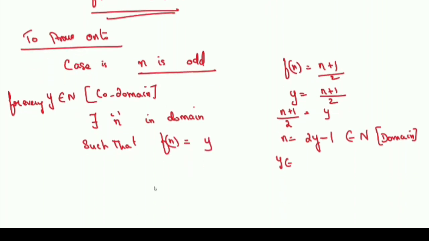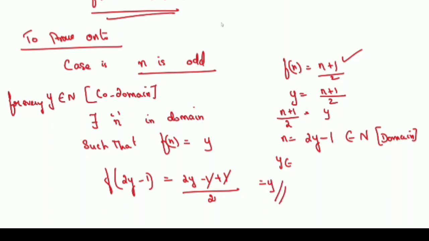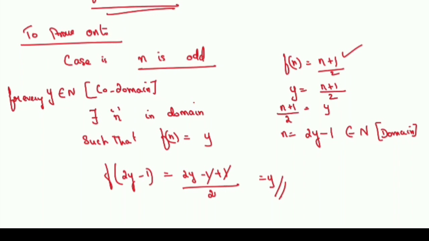So we can actually prove this easily. We are going to prove f of n is equal to y. What is n? 2y minus 1. So the function is (n plus 1) by 2, right? F of n is (n plus 1) by 2. Just replace n by 2y minus 1. So (2y minus 1 plus 1) by 2, so it is equal to y. So we have proved now the function is onto when n is odd.